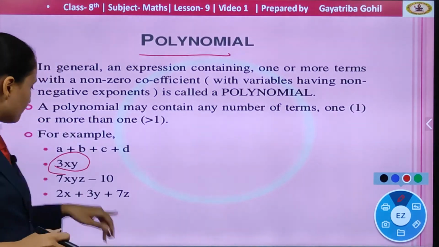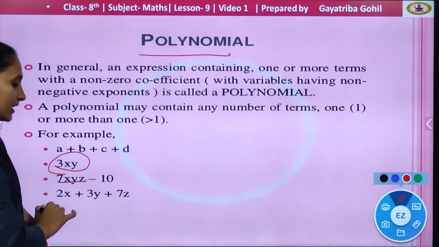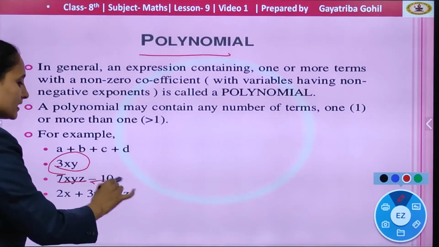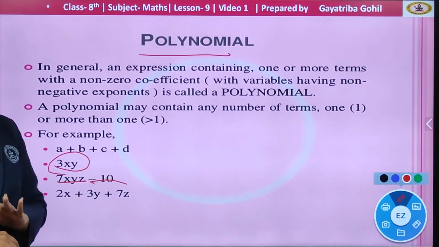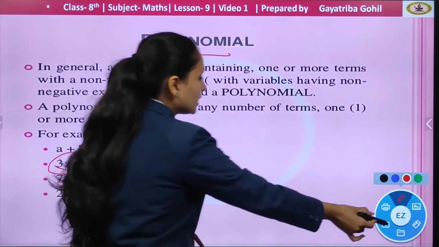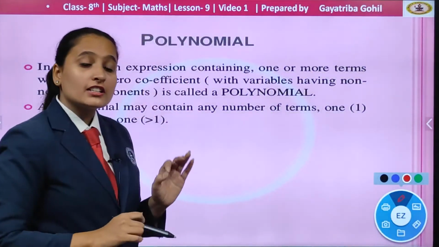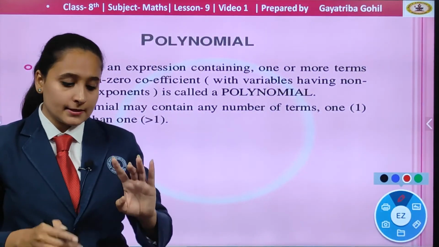Both are correct. Then we have 2 terms here. 7xyz, first term, minus 10, second term. 2 terms are there. Binomial, polynomial, both are correct. Right. So, this is the concept of polynomial. What are the types of expressions? Monomial, binomial, trinomial, all can be considered under polynomial.